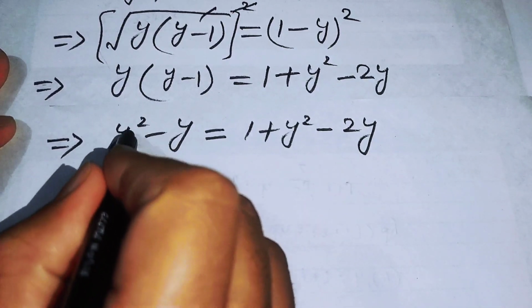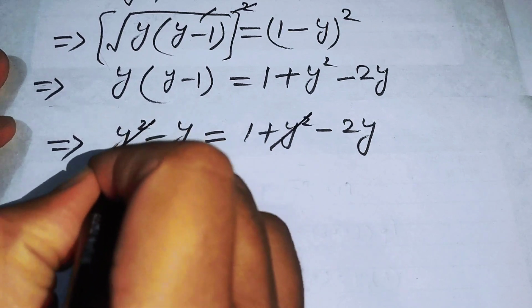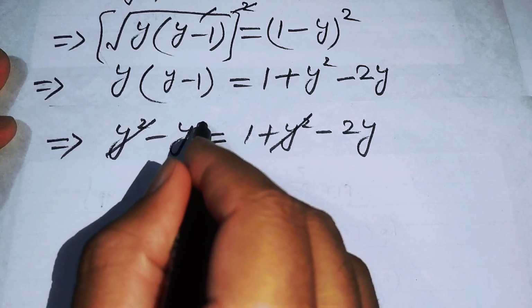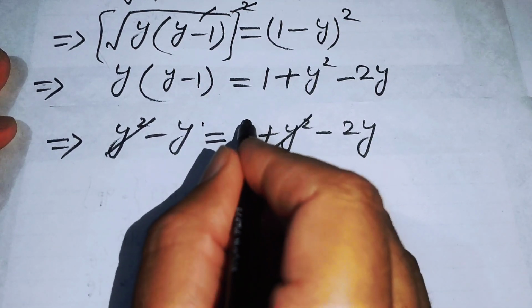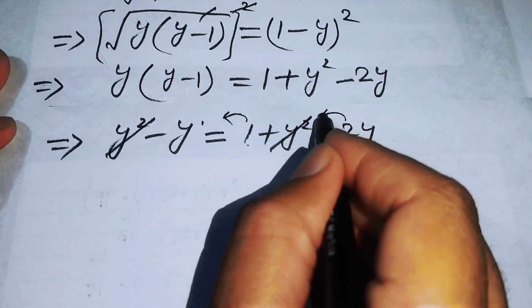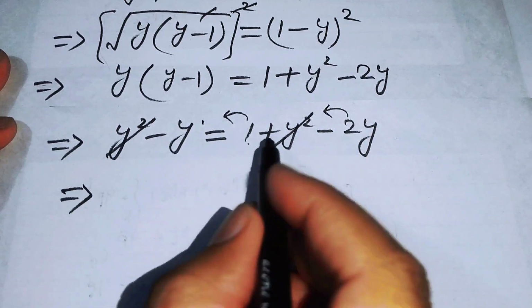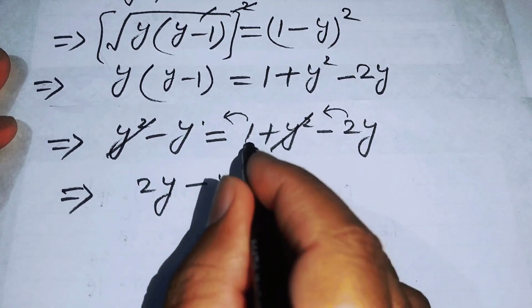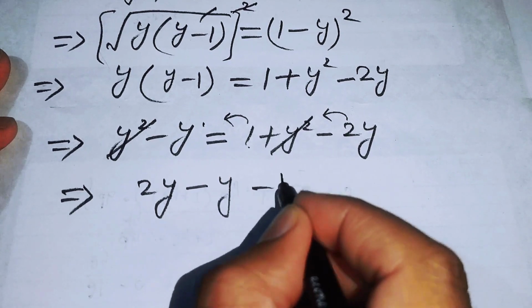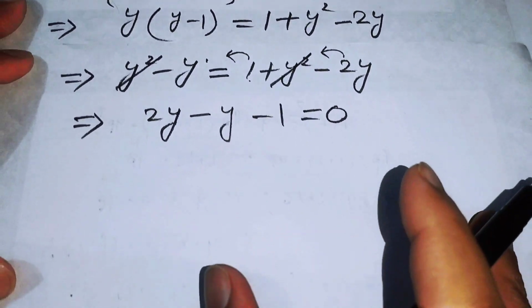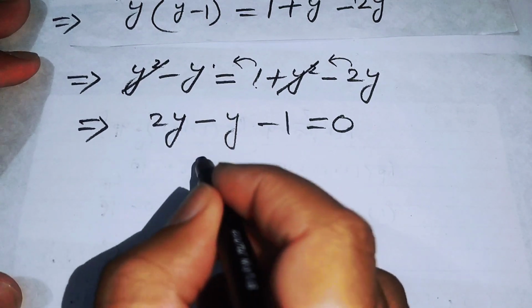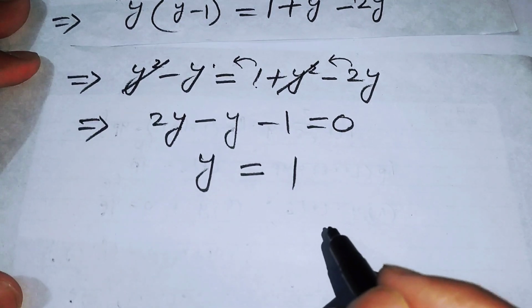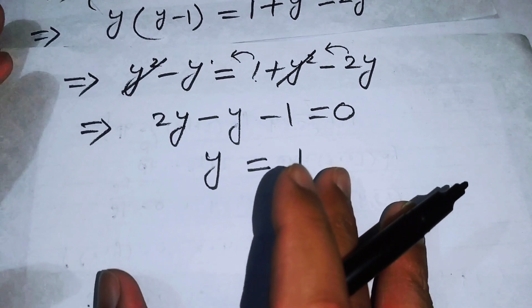So here you have y square on both of the sides, so this y square is gone, and we will move this minus y, or we will move this 1 and minus 2y, both of the terms, to the left hand side. When we take this minus 2y here it becomes plus 2y, and this is minus 2y and minus 1 is equal to 0. So finally we get 2y minus y is equal to y, and we take minus 1 to the right hand side, so that we get y is equal to 1.